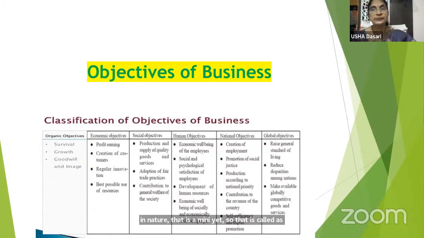So what are they? Obviously, just now we discussed profit earning, that is profitability. This is one of the important objectives of business. We normally set up a business to achieve profits for its owner or the shareholders. Second one is creation of customers. Every business should create customers, or create demand. This is very essential in order to earn profits.